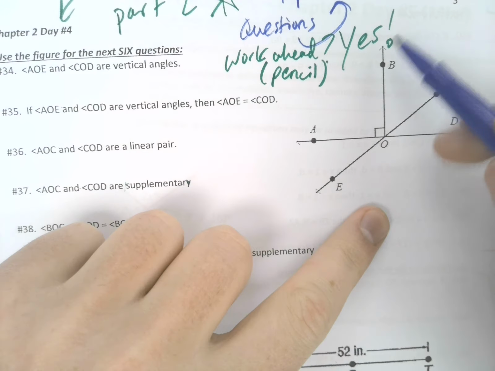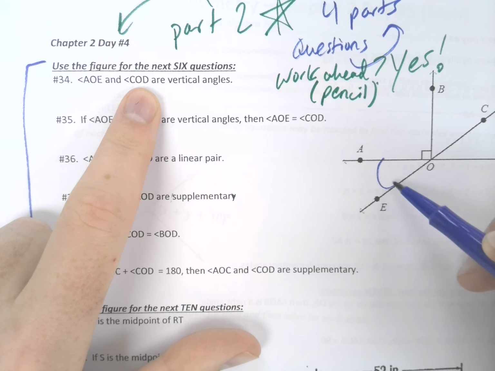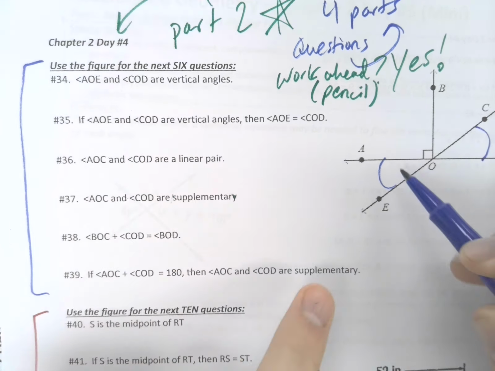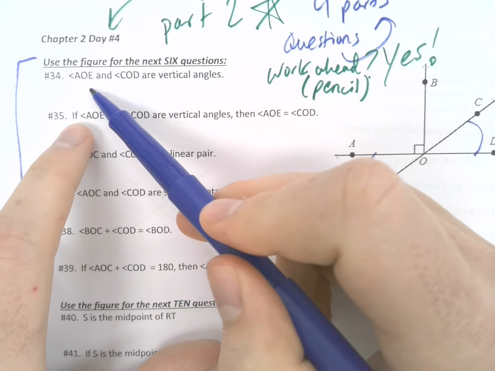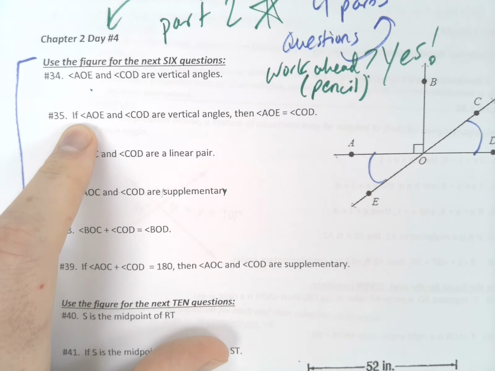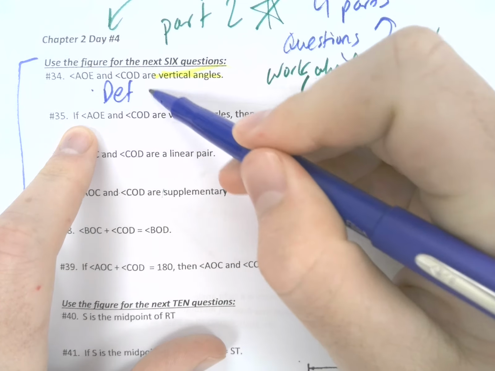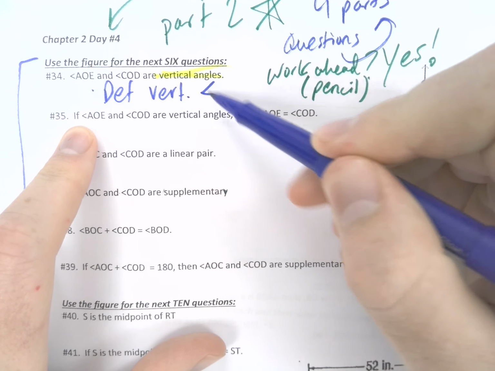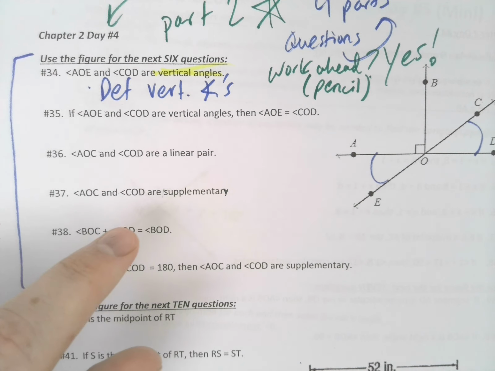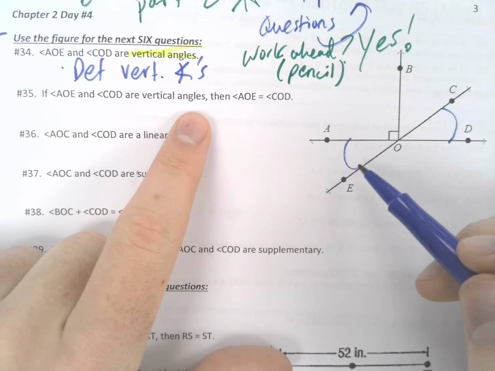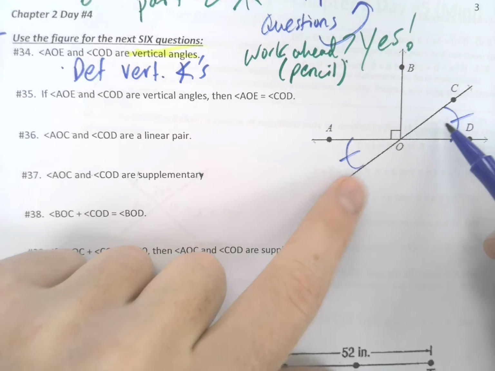So we see over here we've got some angles, and we're told AOE and COD are vertical angles. How can we say that? Well, if it's just a good old statement, then we're talking definition of vertical angles. Now, check it out. If AOE and COD are vertical angles, then they are congruent. They're equal to each other.